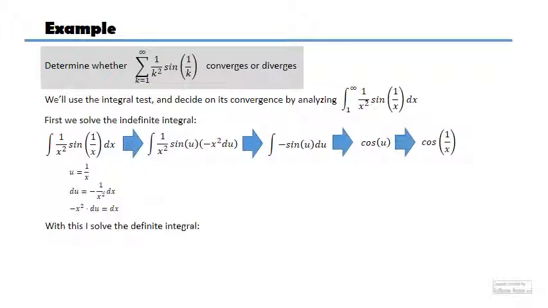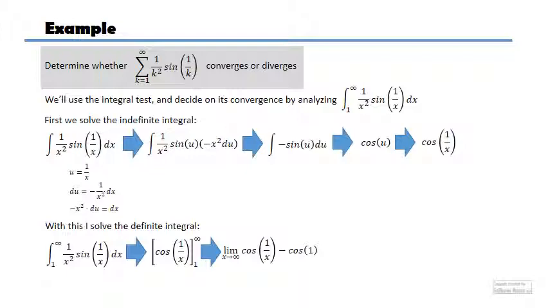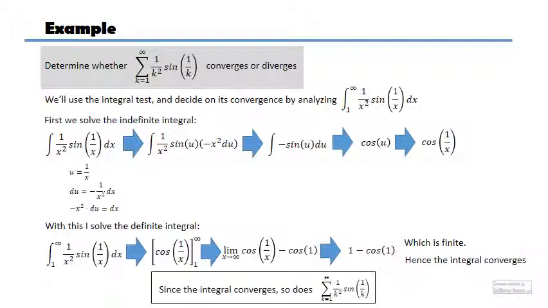So my definite integral, which is this thing here, ends up being the definite integral from 1 to infinity of cosine of 1 over x. Once I do my substitutions, I'm going to end up with the limit as x goes to infinity of 1 over x, and that's going to tend to 0, so it's going to be 1 minus cosine of 1, which means that my integral is convergent, because that thing is finite. So if my integral converges, then the series also converges by the integral test. There you go. That's a good application of the integral test.